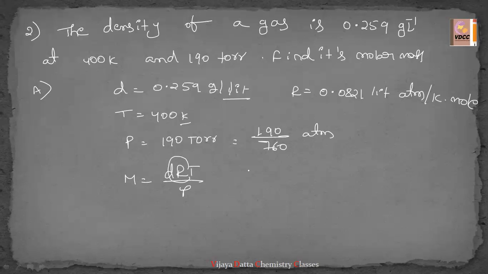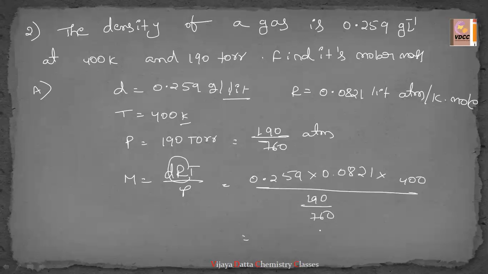If you substitute, we can get the answer: 0.259 into 0.0821 into temperature 400 Kelvin by pressure 190 by 760. The 760 in the denominator comes to the numerator. Then calculate and find the value. Okay, guys, so this is one more problem. We'll go to another problem. We'll see some different problems.